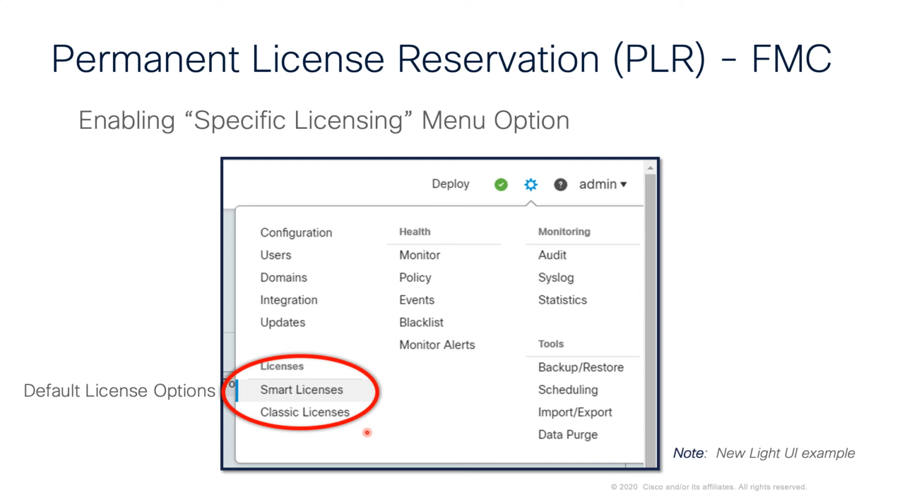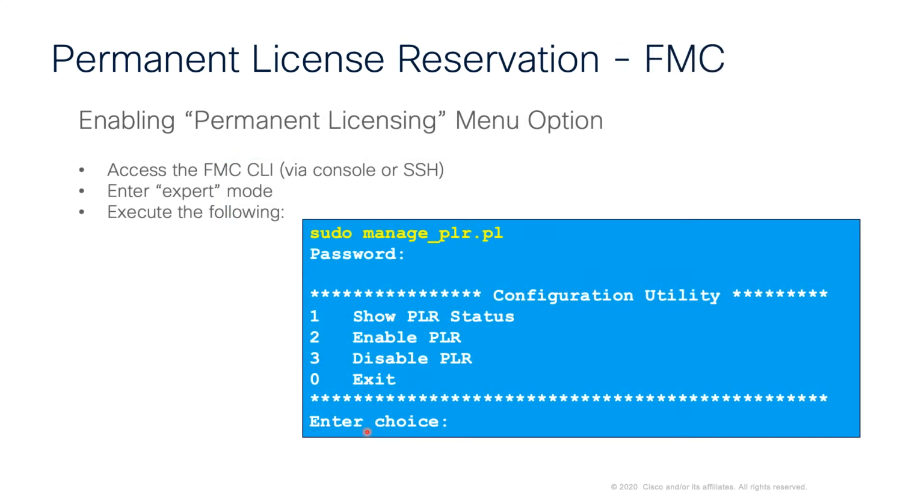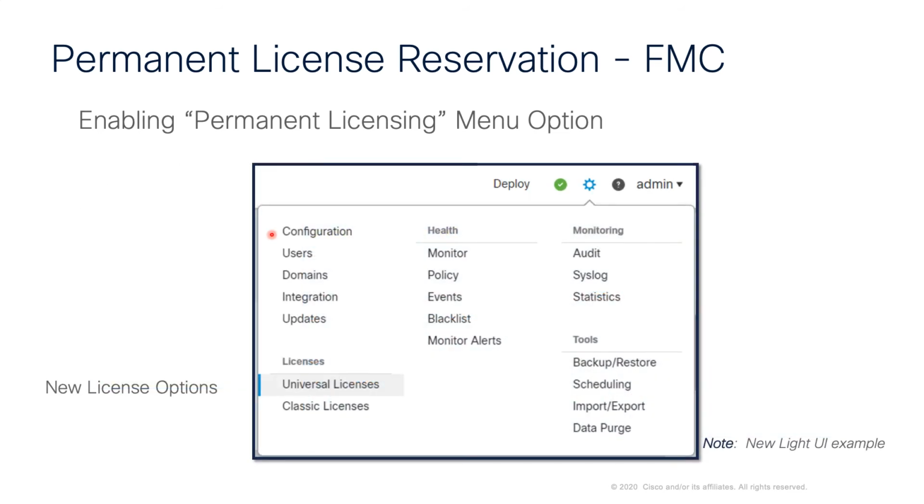Again, we need to run a script on here to change that. So same process as before with the SLR reservation. We access the FMC's CLI, we enter expert mode, and then we enter the following command. In this case it's sudo manage_plr.pl, and that will give us the following menu. And from here again we select option 2 to enable permanent license reservation, and once that has been successful we choose 0 to exit the tool. Now when we go back in under our settings and under our licenses, you can see that that has changed now to universal licenses.